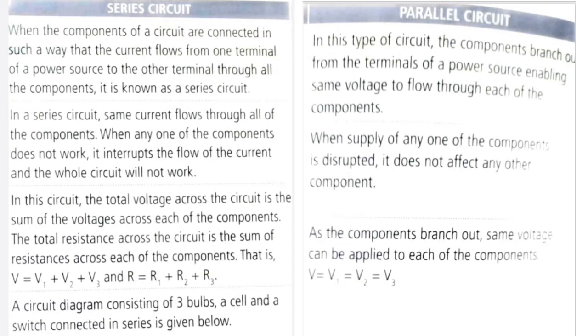Third point, in the circuit, the total voltage across the circuit is the sum of the voltages across each of the components. The total resistance across the circuit is the sum of the resistance across each of the components, that is V equal to V1 plus V2 plus V3 and R equal to R1 plus R2 plus R3. A circuit diagram consisting of three bulbs, a cell and a switch connected in series is given below.